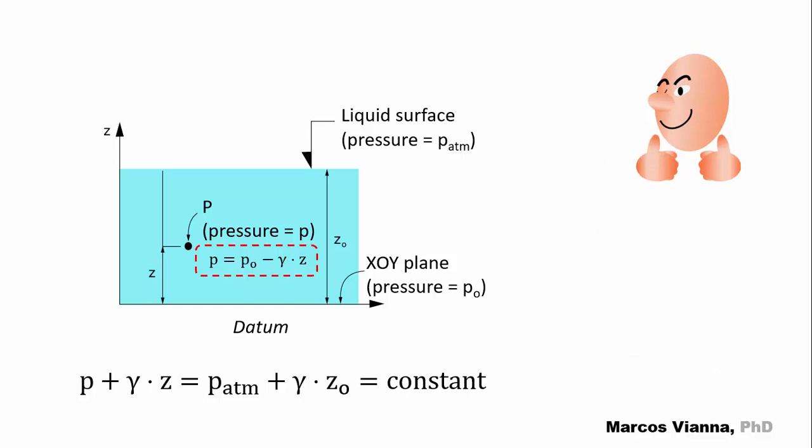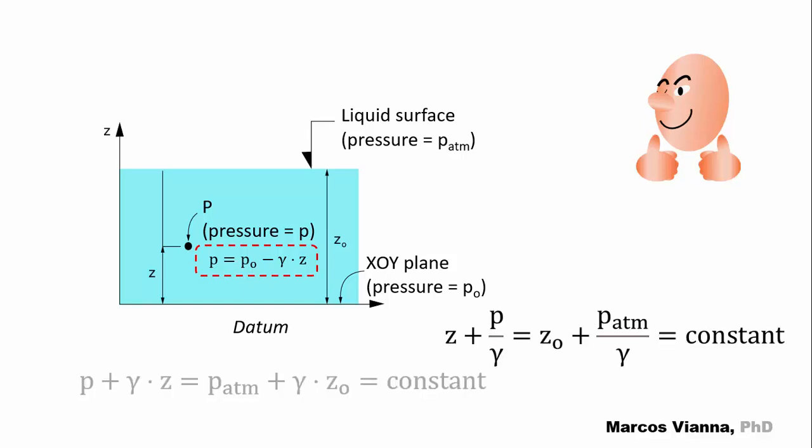It says that in the interior of an incompressible liquid in equilibrium, all points of the liquid have the same value for the sum of the pressure plus the product of the specific weight times the vertical distance to the datum. The expression is most used in this form: Z plus P over gamma equals Z naught plus P atmosphere over gamma equals constant.